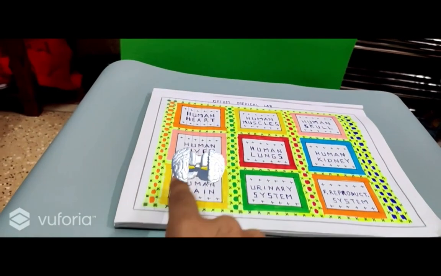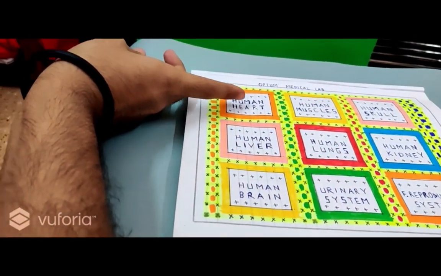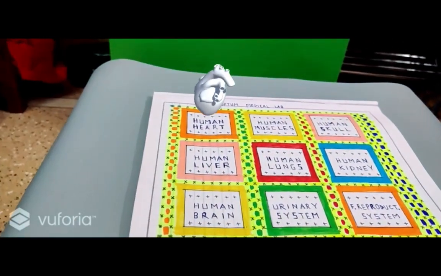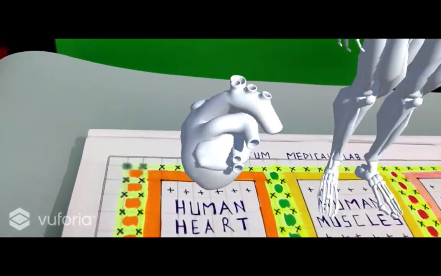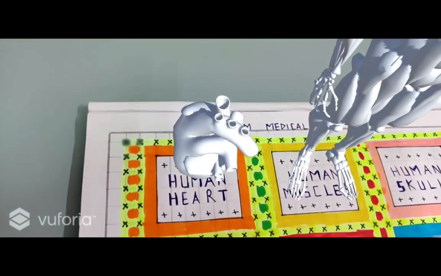Here we can see a human brain. We just turn the button again and it goes away. We can see here a human heart would now pop up. And if we look closely, we can look at all the intricate details of the heart.